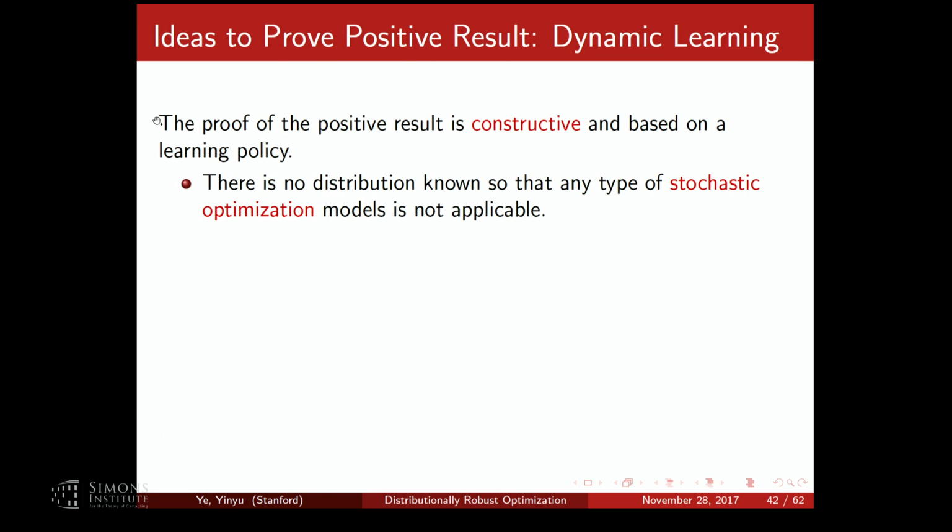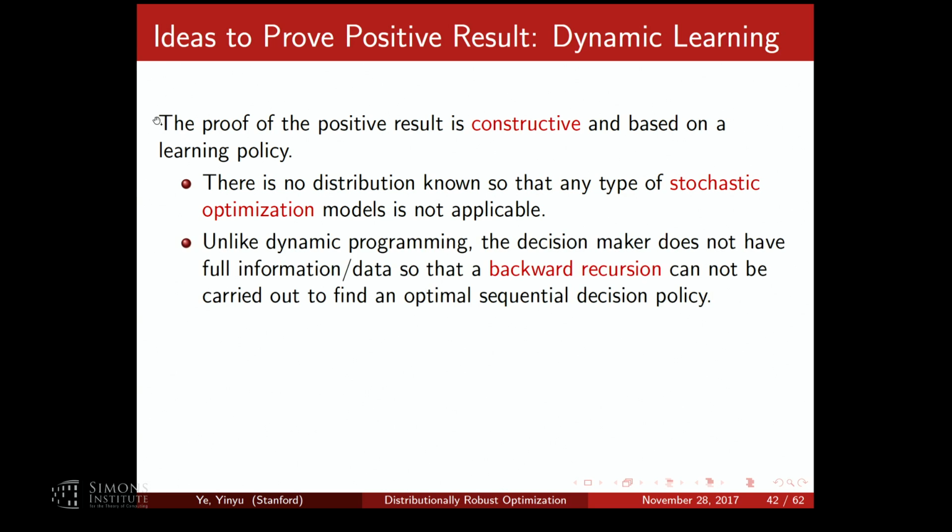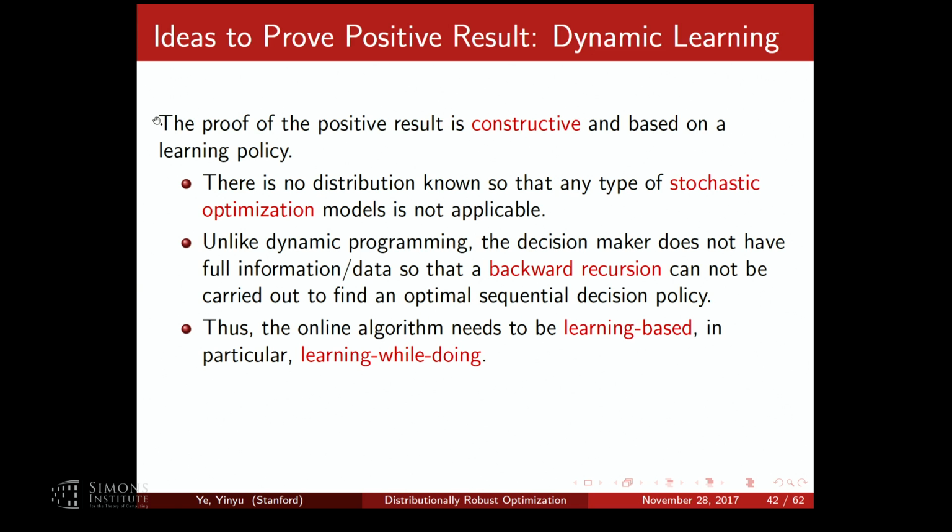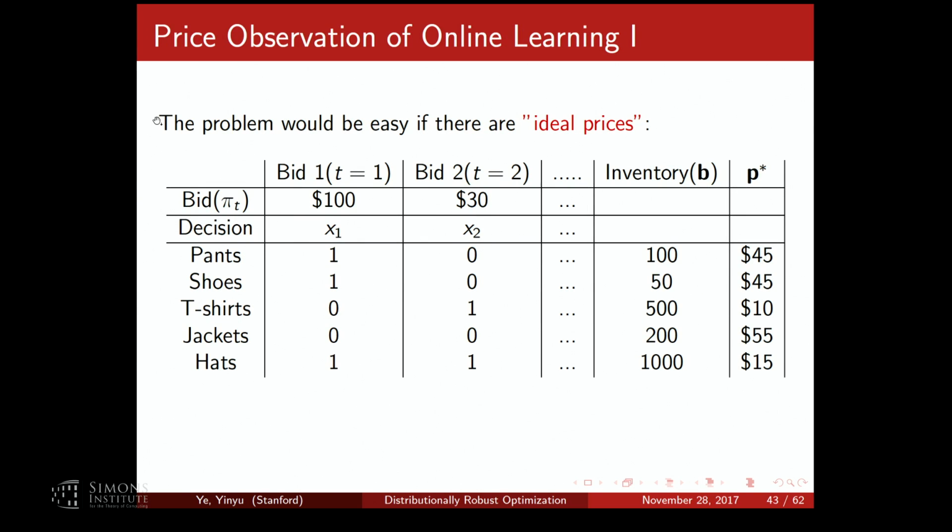Okay, how to prove the positive result? It's very constructive. Again, because all the talk is about how to construct a decision optimization model where the distribution is not known. So there was no information available, so you cannot use backward induction. You have to use some kind of online algorithms, which we call learning-based. Especially when you learn, you have to also decide. So what do you learn?